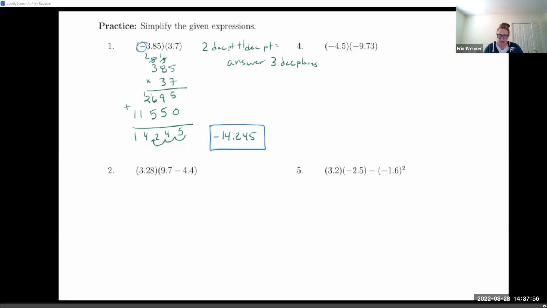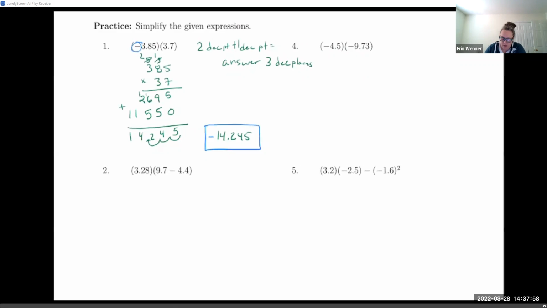Okay, so when we multiply these together, our product is going to be positive because they're both negatives. And then 4.5 times 9.73 gives us 43.785.